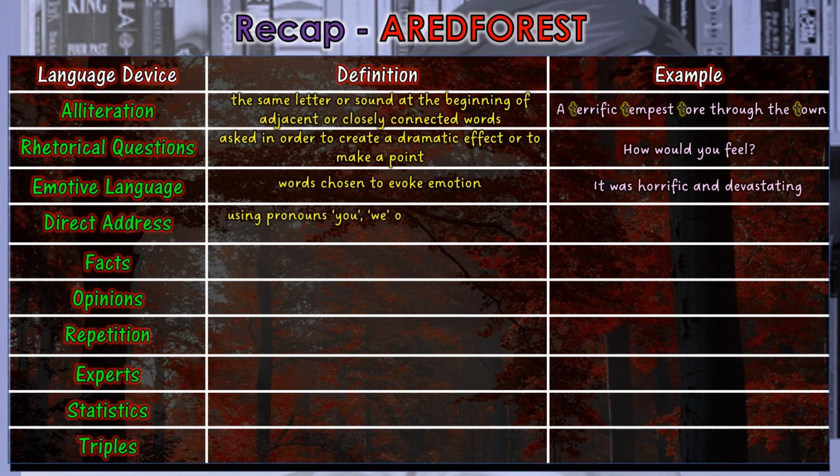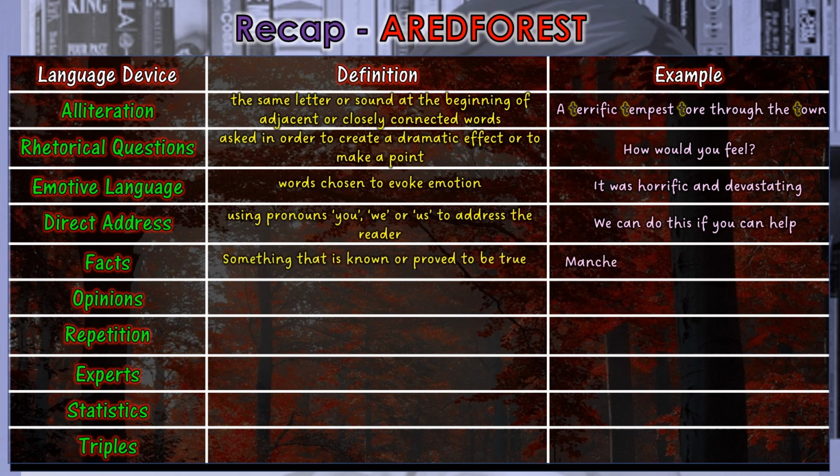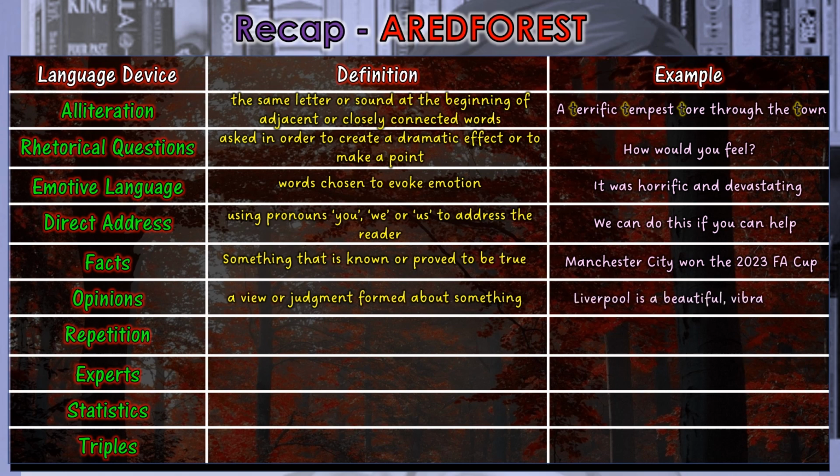Direct address, when you use the pronouns you, we or us to address the reader. We can do this if you can help. Facts, something that is known or proved to be true. For example, Manchester City won the 2023 FA Cup. Sorry if you're a United fan. Opinions, a view or judgment formed about something. For example, Liverpool is a beautiful, vibrant city.